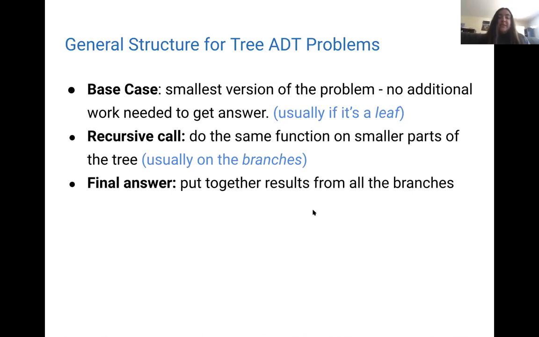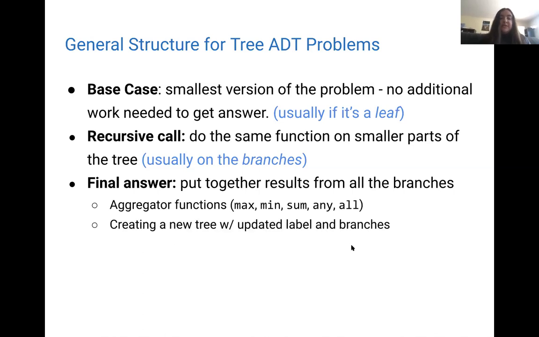Then normally we'll put together the result from all the branches to get our final answer, depending on the question. Some approaches we normally take are using max, min, sum, any, all. Or we could also create a new tree, because like I said, there's not really a way for us to mutate the tree without breaking the abstraction barrier.